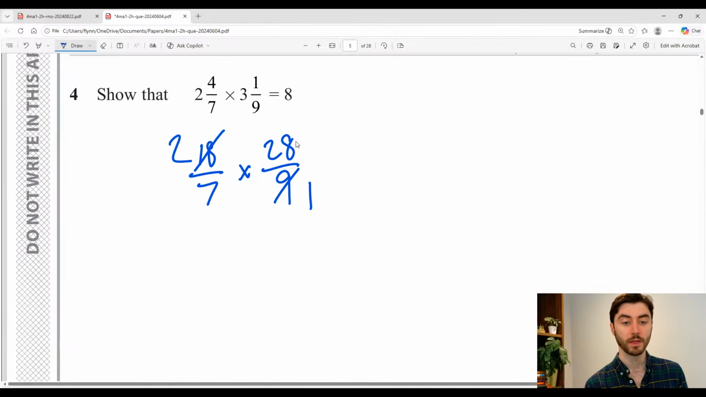2 and 1 over there. And these are both divisible by 7. So we divide top and bottom by 7. Turn that into 1 and that into a 4. Equals 8 over 1 equals 8.